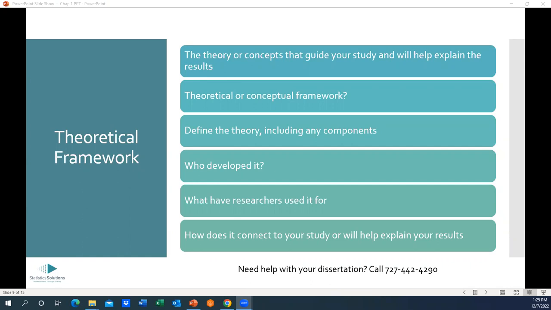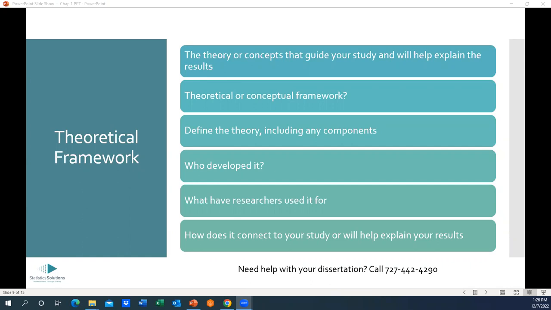Talk a little bit about what the researcher developed it for. Theories are developed to explain things. So what did the researcher develop it to explain? How have other researchers used it? Define any components, right? Theories often have components. Define any of those that relate to your study. And then talk a little bit about how it relates to your study, right? How the theory relates to what you're doing.